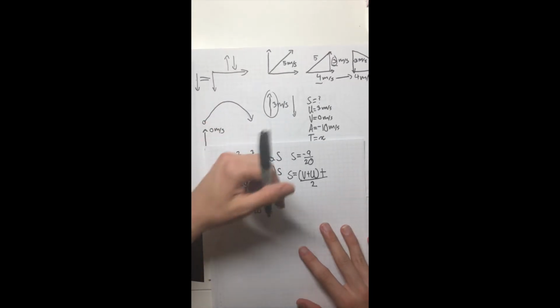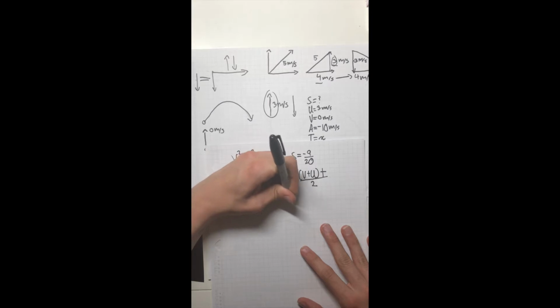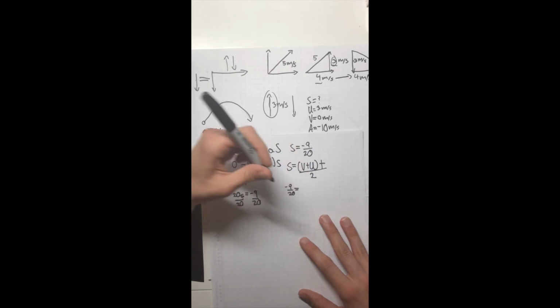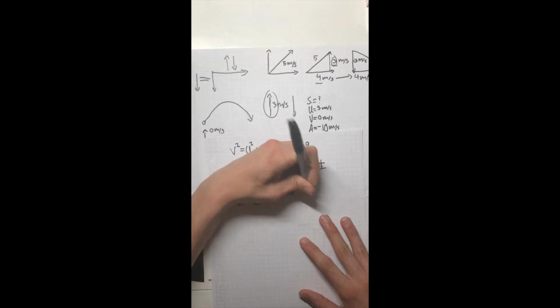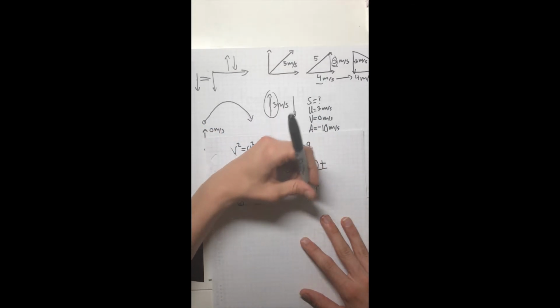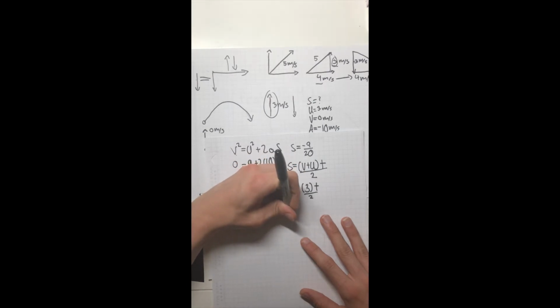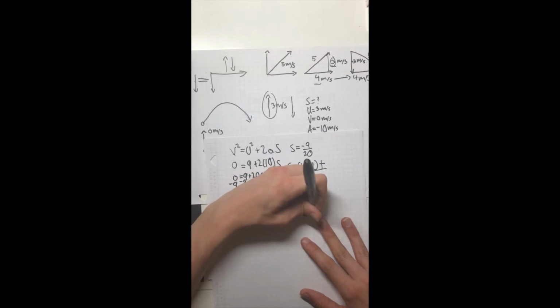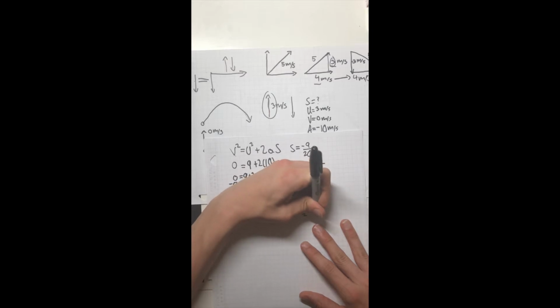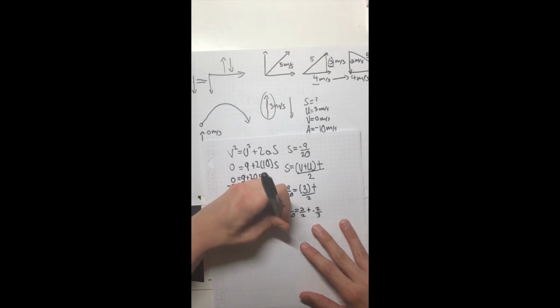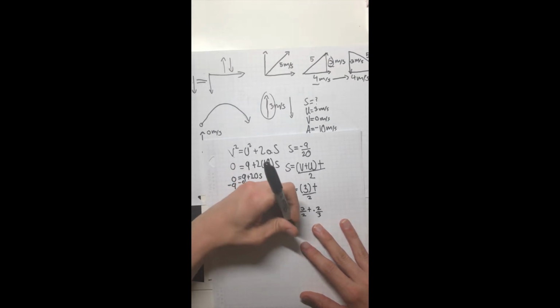So what we can do is set negative 9 over 20 equal to 3 times t over 2, which is the same thing as writing negative 9 over 20 is equal to 3/2 times t. We multiply out the 3/2 by multiplying by the reciprocal, and then we have negative 18 over 60 is equal to t.